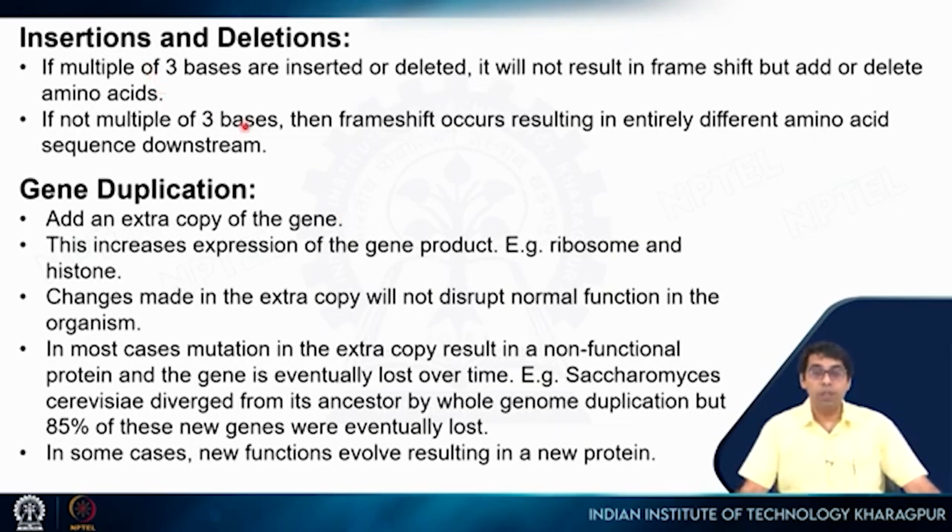But if it is not a multiple of 3, if I insert 7 nucleotides, then the first 3 will code for one amino acid, the second 3 will code for another amino acid, then the last one, the 7th, plus 2 more from the next will code for a completely different amino acid. So it will change the sequence downstream of this insertion. This is exactly the same for both insertion and deletion. Any multiple of 3 will not cause much problem, but if it is not a multiple of 3, then it will create a frame shift for the downstream sequence.